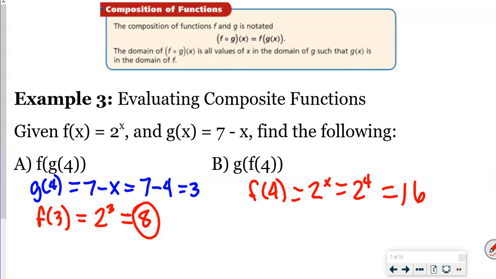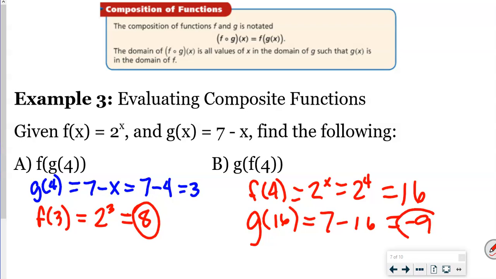Now we're going to put that in our g function, okay? So our g function was, and we're going to say g of 16, right? So that's going to be 7 minus our 16, which would be what? Isn't that going to be negative 9? So that was our answer for that one. Okay? All right. Let's look at our next one.